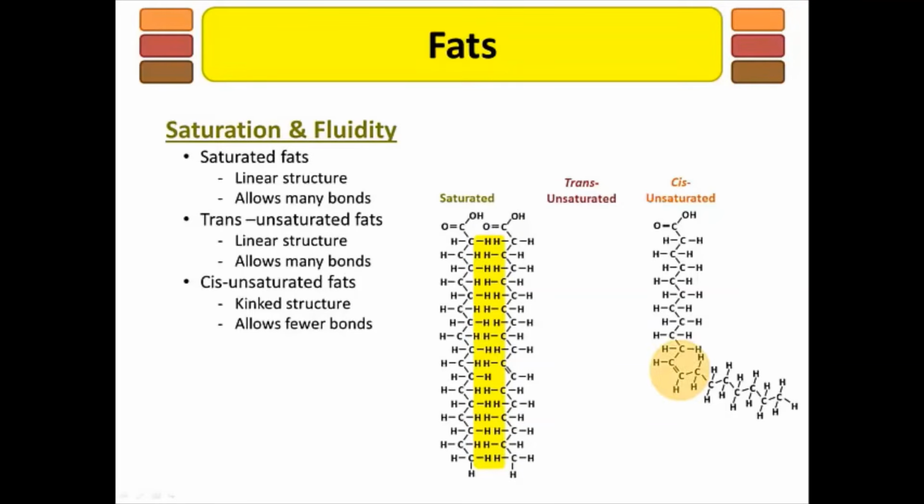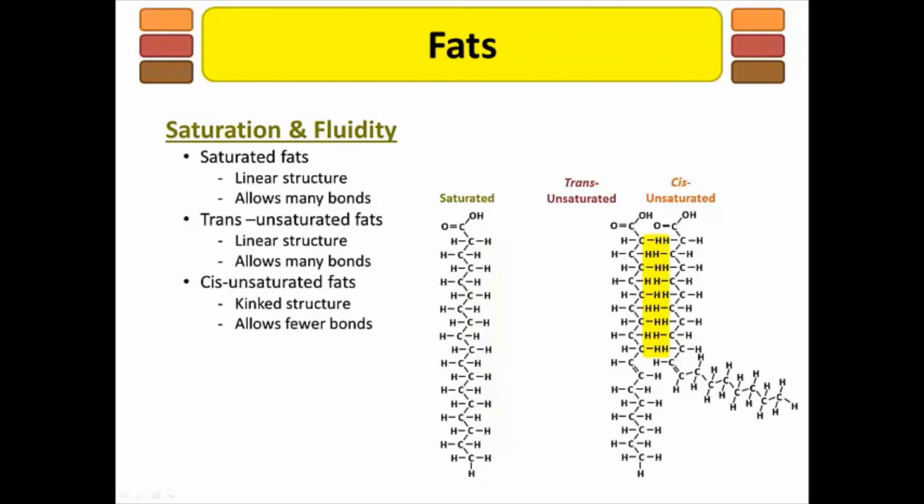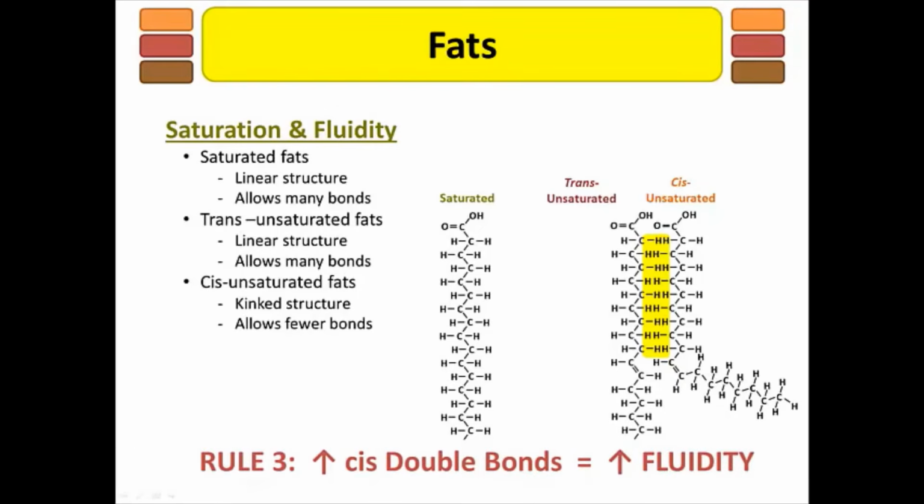Cis double bonds, on the other hand, create a kink in the chain that keeps some of the hydrogens from being able to get close enough to form van der Waals bonds with adjacent chains. The lower degree of bonding allows cis fats to be more fluid. This effect is heightened by multiple cis double bonds, making polyunsaturates even more fluid. So, our final rule is cis double bonds increase the fluidity.